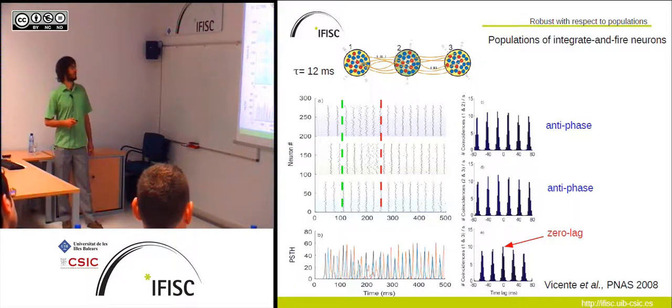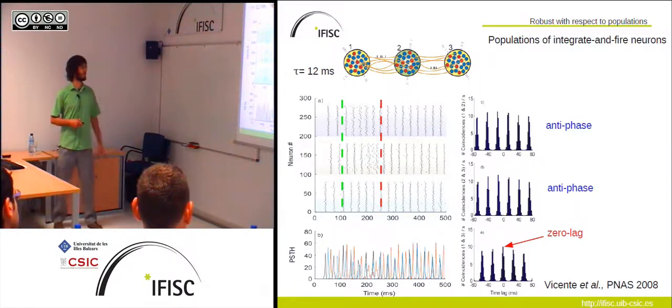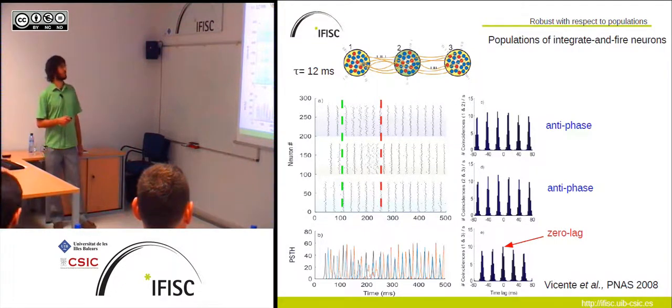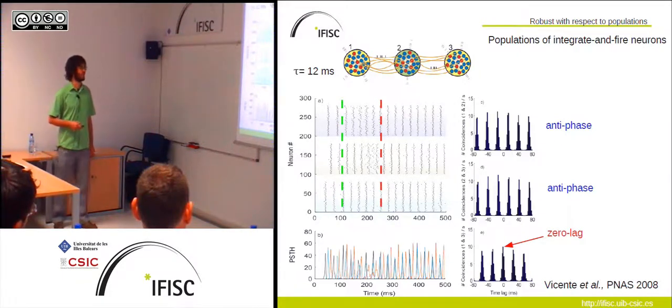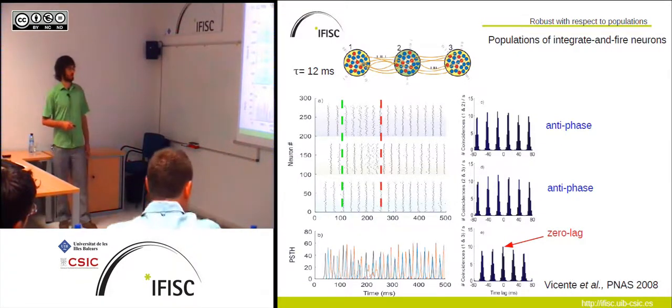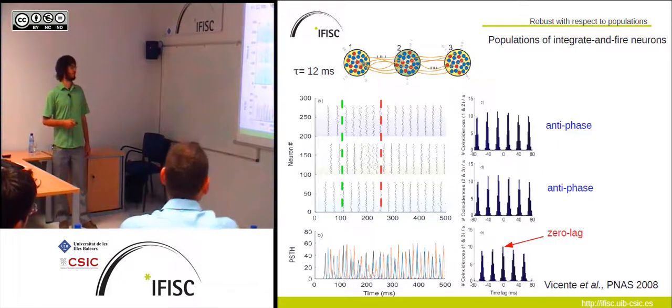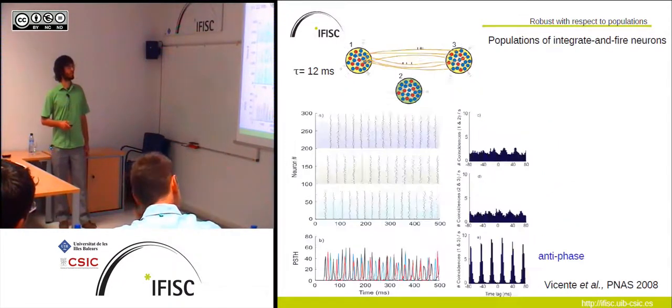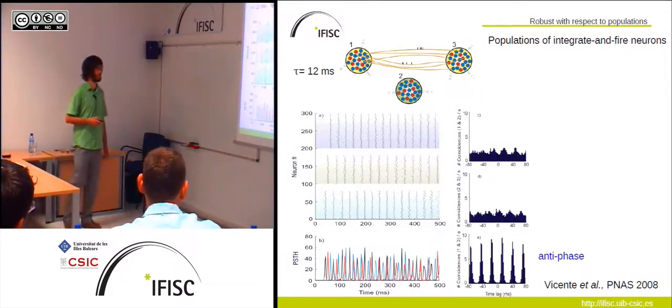So after a short transient period, the outer populations are already synchronized at zero lag. The first neighbors, populations 1 and 2, are synchronized in anti-phase, and populations 1 and 3 are synchronized in phase. And here the cross correlation is found by the number of coincidences between random neurons on each population.